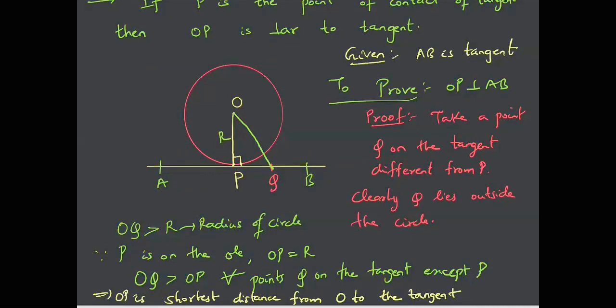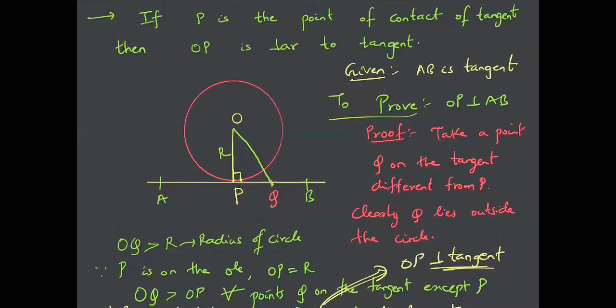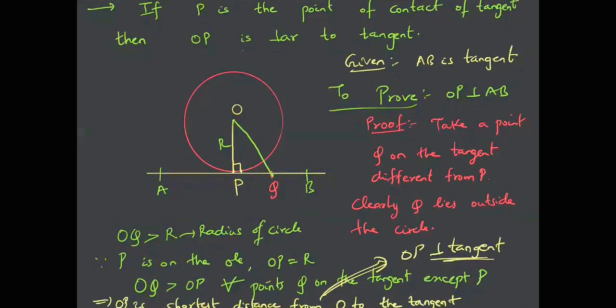So since OP is the shortest distance from O to the tangent, this implies that OP is perpendicular to the tangent. So if you drop a perpendicular from the center onto the tangent, it will meet at the point of contact. Or if you join the center and the point of contact, it will be perpendicular to the tangent. So just quickly note it down, then we'll move forward. 30 seconds to note it down.